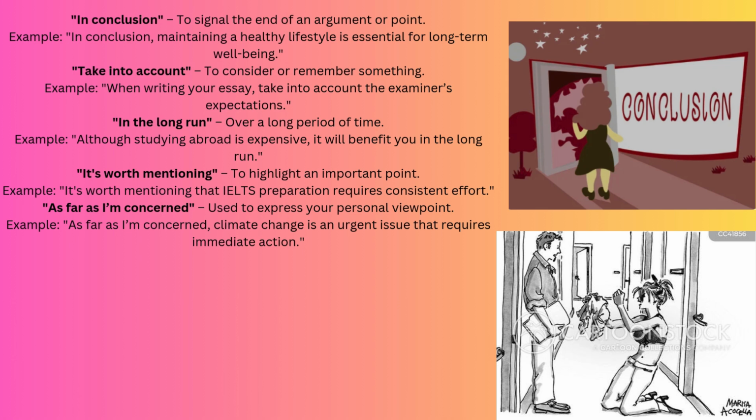It's worth mentioning: to highlight an important point. Example: it's worth mentioning that IELTS preparation requires consistent effort. As far as I'm concerned: used to express your personal viewpoint. Example: as far as I'm concerned, climate change is an urgent issue that requires immediate action.